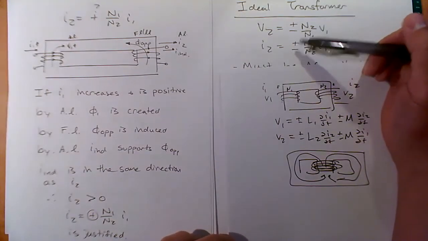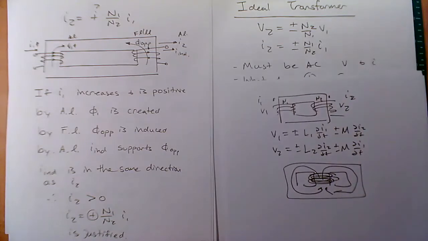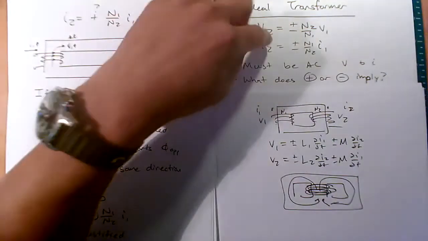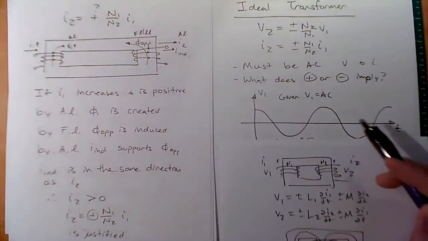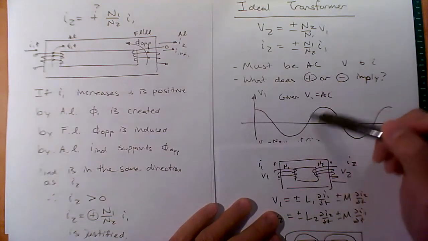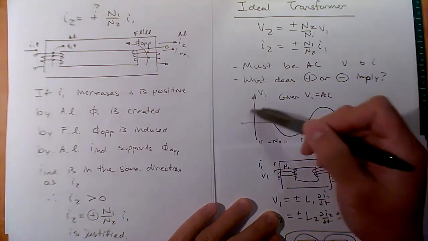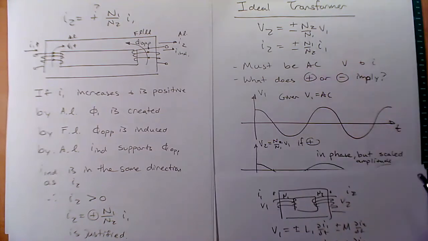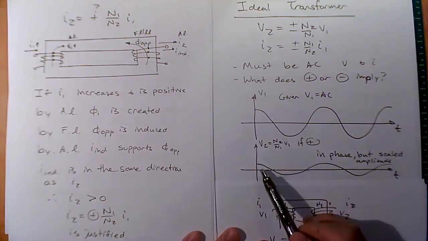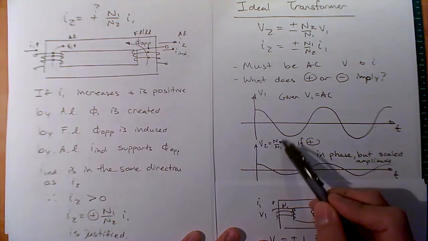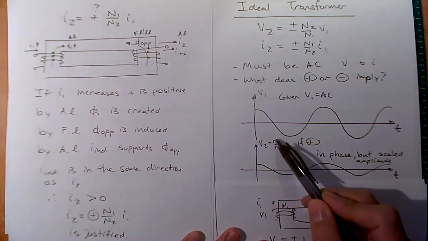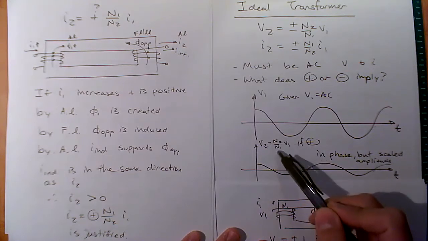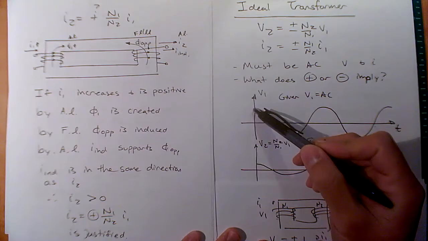Okay, now maybe a question you might have is, what does it even mean to have a plus or minus? Like, who cares, okay? So remember, V and I are AC, they're oscillating back and forth. So let's just look at V1. So imagine V1 is an AC voltage like so, right? Now, if you have a positive sign, well, that just means that V2 is in phase, but only scaled in amplitude by the transformer ratio, right? N2 over N1. So it might have a different amplitude, but when this is high, this is high.